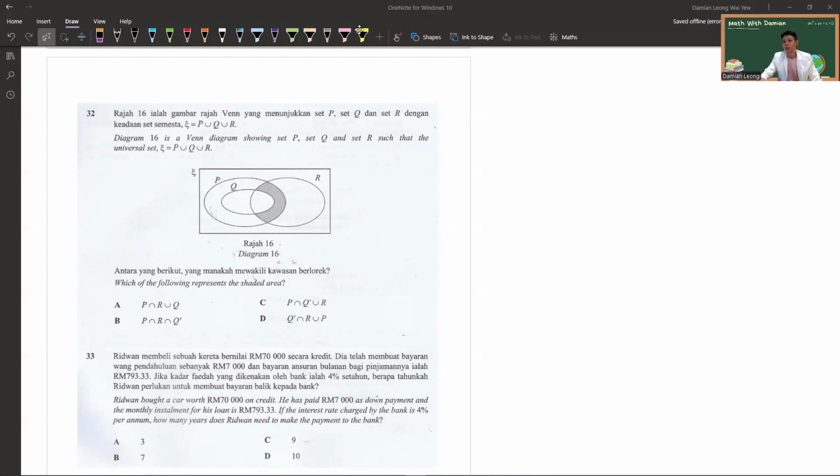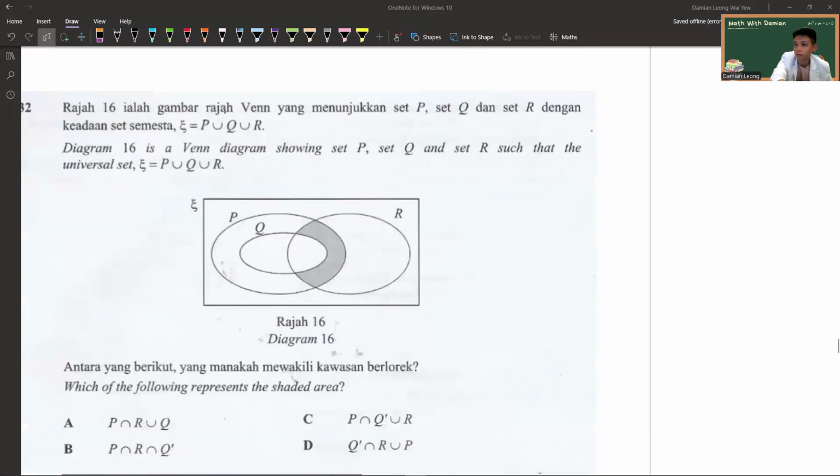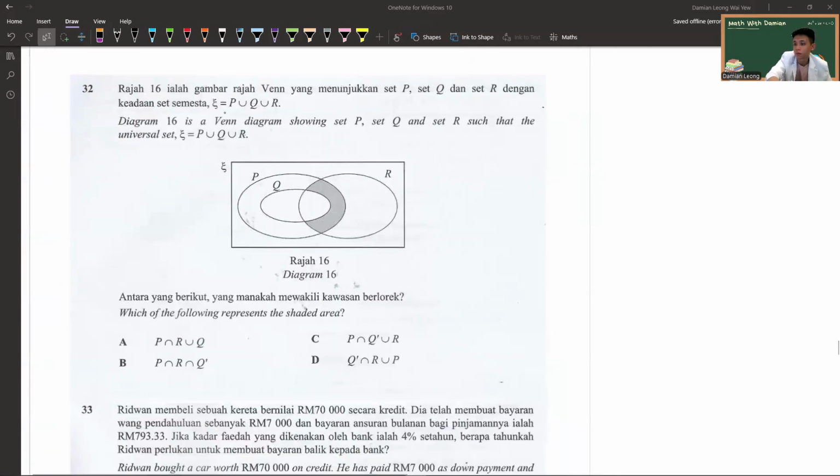Which of the following here represents the shaded area? So we want to determine the shaded area from the set notation for the shaded area. So this is completely outside of Q. That means Q prime.